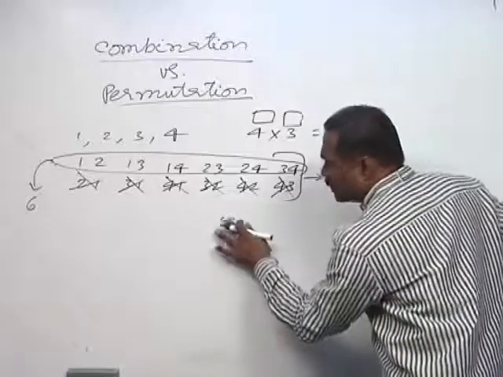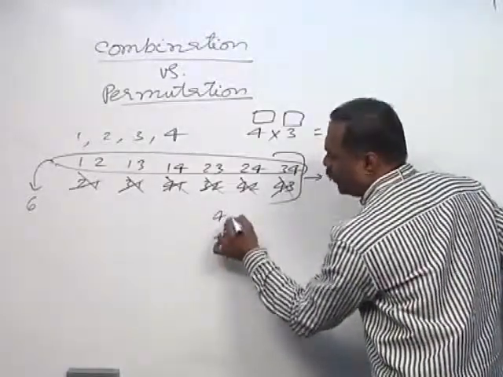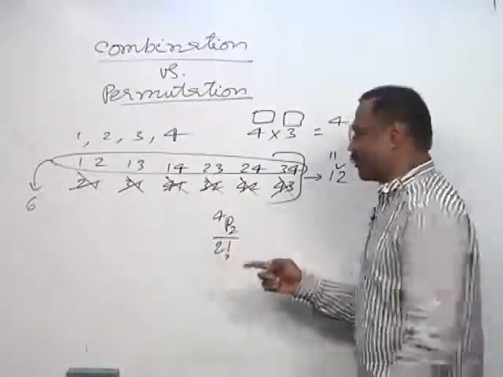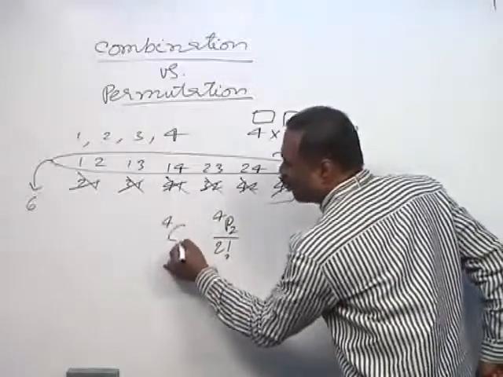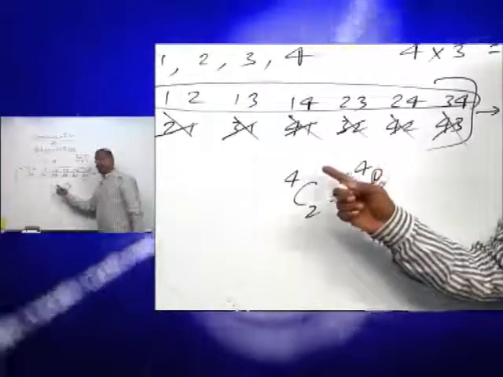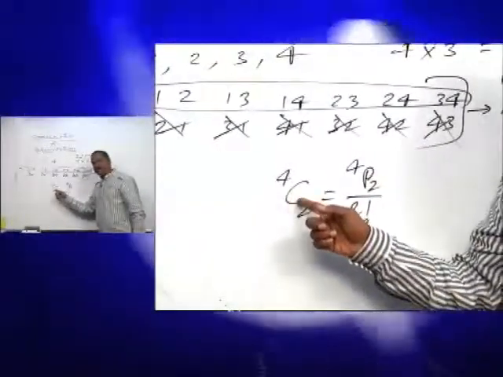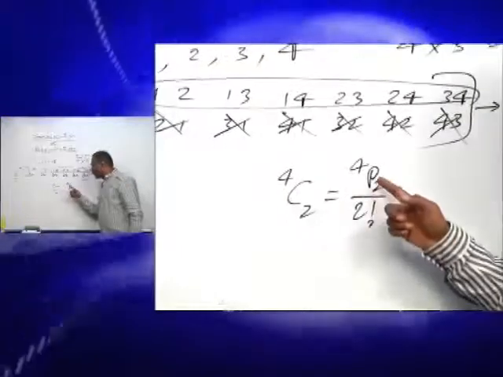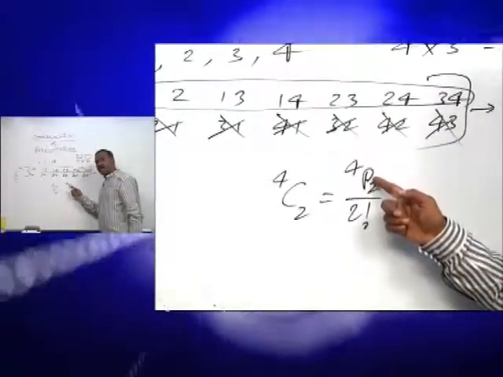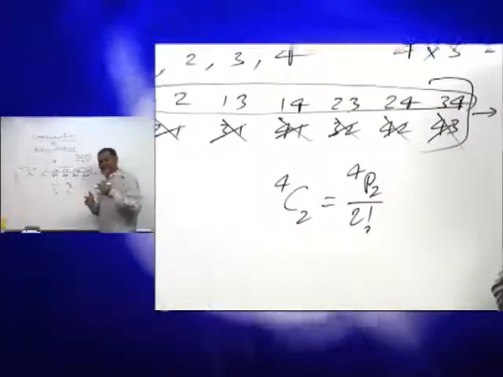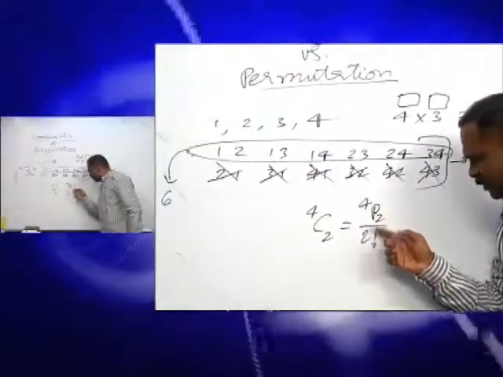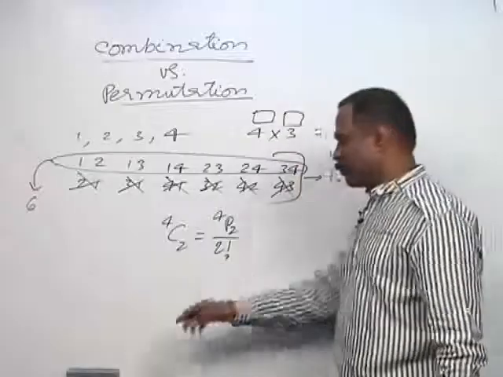So this 12 is nothing but 4P2. 4P2 upon 2 factorial will give you 4C2. What does C stand for? Selection of things. What does P stand for? Arrangement of things. Arrangement of things means you consider the order of things. In a combination we don't consider the order of things. That is why this is to be divided by 2 factorial.